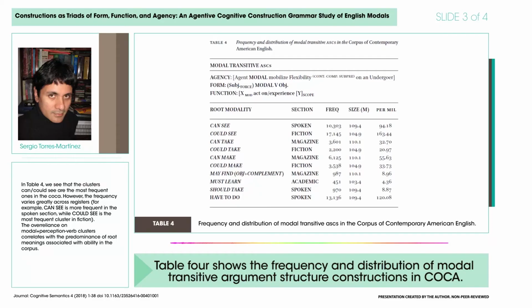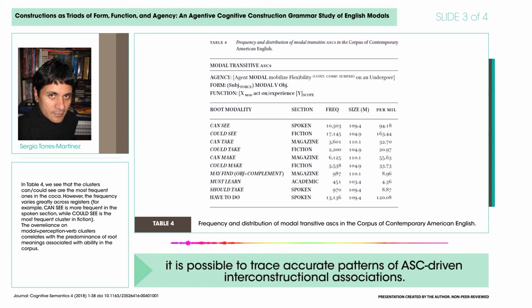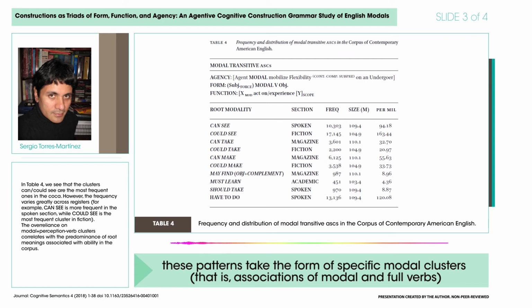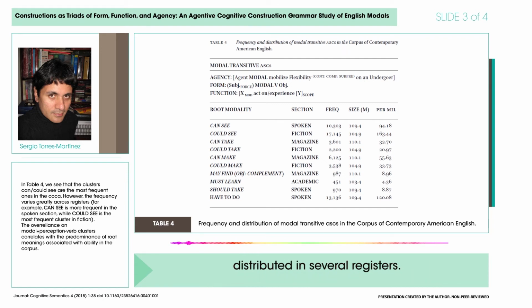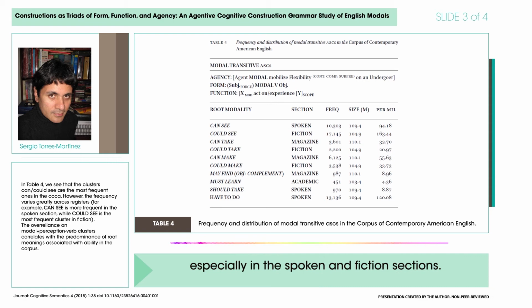Table 4 shows the frequency and distribution of modal transitive argument structure constructions in the Corpus of Contemporary American English. By applying the methods of agentive cognitive construction grammar, it's possible to trace accurate patterns of ASC-driven interconstructional associations. In the case of transitive modal construction, these patterns take the form of specific modal clusters, that is, associations of modal and full verbs, distributed in several registers. Clearly, the can-could pair dominates the speaker's preference in the corpus, especially in the spoken and fiction sections.